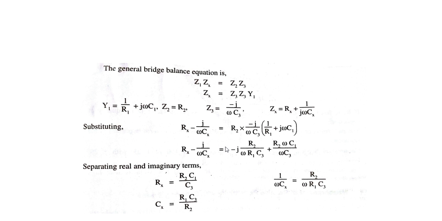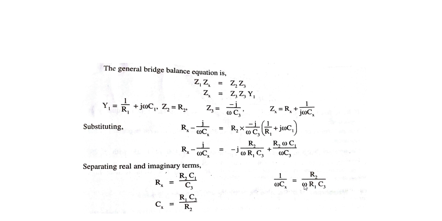Okay, and if you see this equation, and if you separate the real and imaginary terms over here, you will get the real terms like this: Rx is equal to R2 C1 divided by C3. Okay, and here we can say that Cx is equal to R1 C3 divided by R2. Okay, and 1 upon omega Cx is equal to R2 divided by omega R1 C1. Okay, if you replace, we can say that imaginary parts, or equate the imaginary parts.